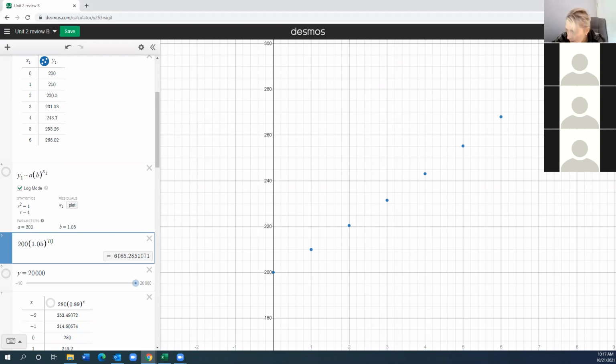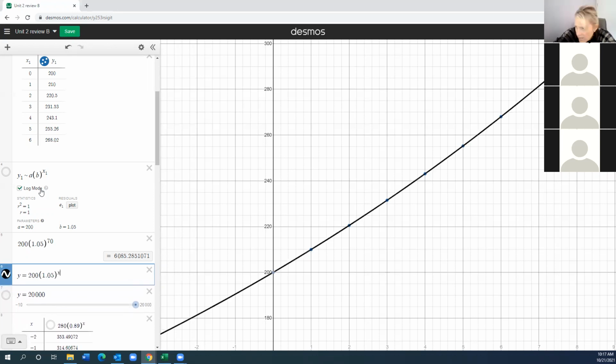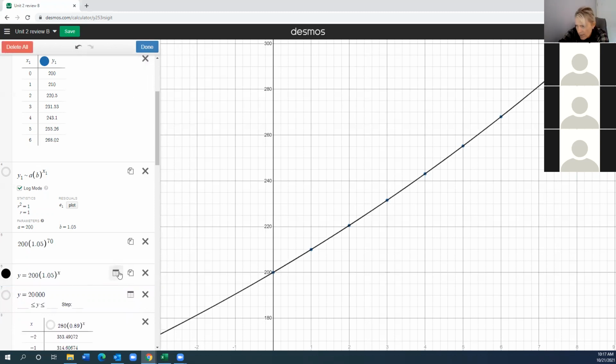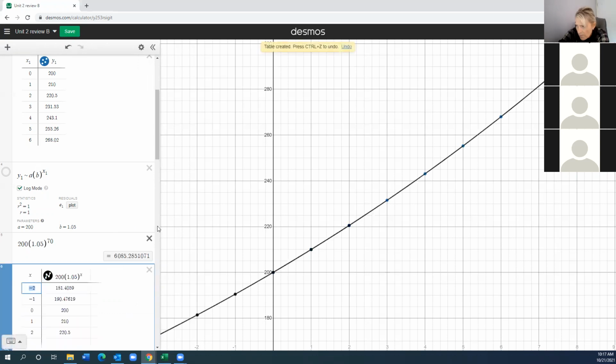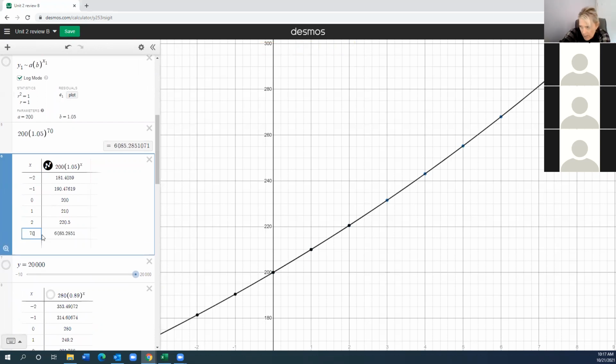6,085 and 29. And the cool thing is, that's one way you could do it. You could also say, if you just type in the equation we came up with, so Y equals 200 parentheses 1.05 parentheses to the X. And then if you go up to the gear and make that a table, then down in your table, you could just put 70 and it will come out as well. That only works if you have the equation. If you just have data, it doesn't work.